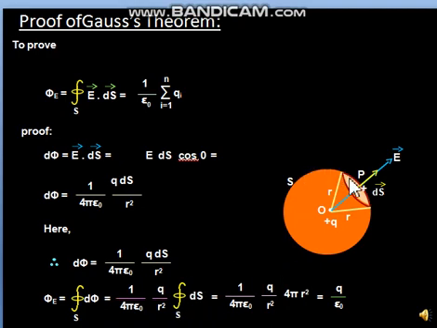So what is the surface area of the whole sphere? The surface area of the whole sphere is 4 pi r square. This way 4 pi r square is getting cancelled. Finally left is q upon epsilon 0. So what we proved? We proved that the flux linked with any surface is equal to q upon epsilon 0, and this is only the Gauss theorem. So we have proved the Gauss theorem here.